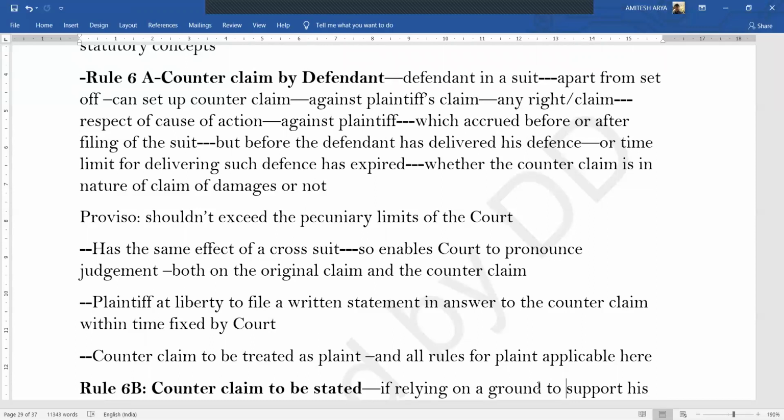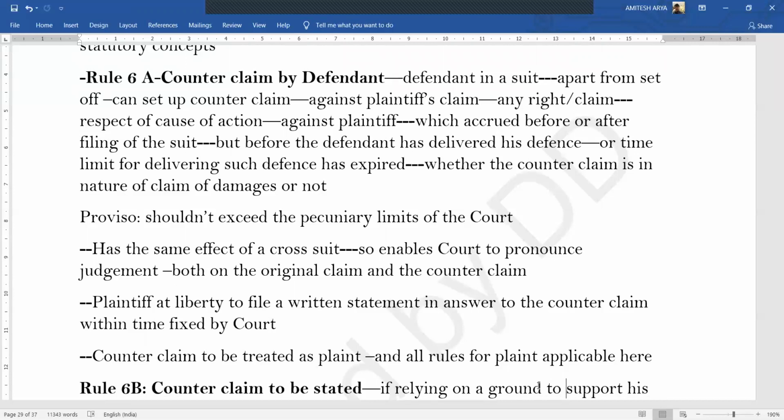Now it can be any right to claim in respect of a cause of action which had arisen before or after filing of the suit. Now, when can I put this up? But before the defendant has delivered his defense or the time limit for delivering his defense has not expired. And it does not depend whether the counterclaim is in the nature of damages or not. Here also, the pecuniary limit should not be exceeded.